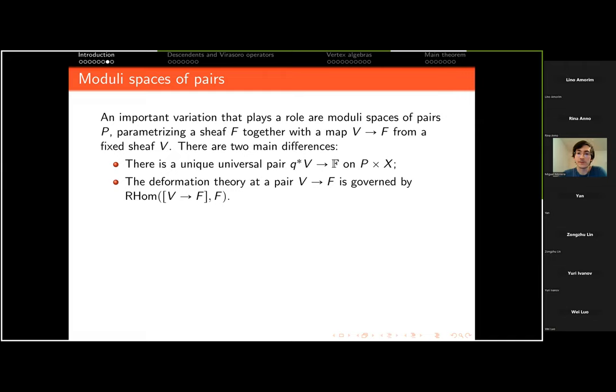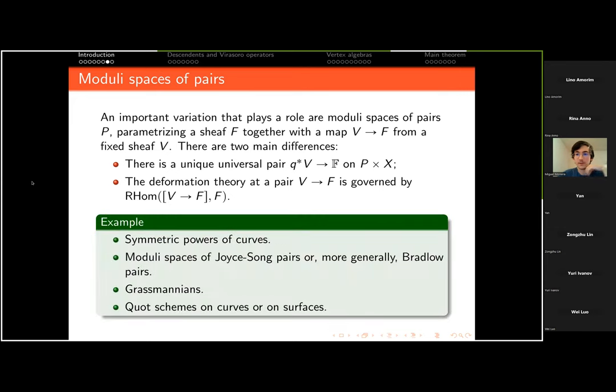And also the deformation theory is different, because now we can deform not only the sheaf, but also the map from V to F. So the deformation theory is given by RHom(V → F, F). A few examples that fit in this description are symmetric powers of curves, which is a very simple moduli space, and moduli spaces of Joyce-Song, or more generally, Bradlow pairs. These ones I will talk about more later, because they play a role in the proofs of the Virasoro constraints in the case that I talked about.